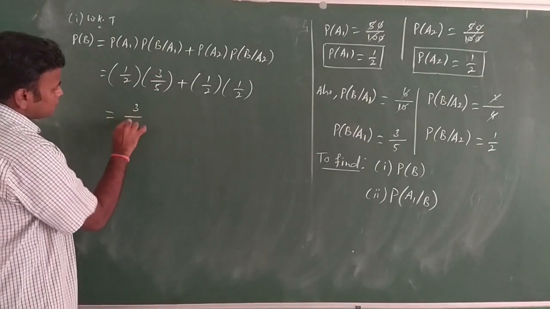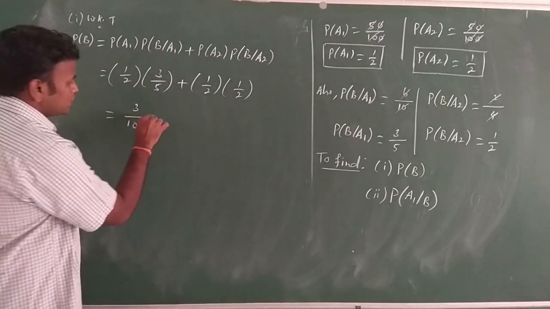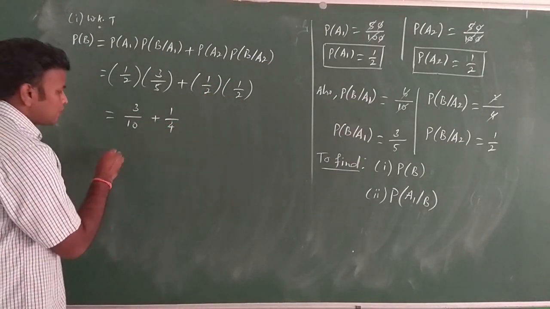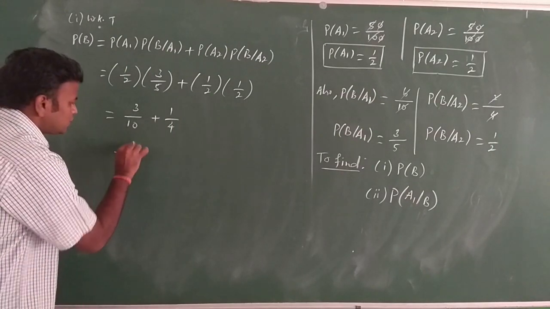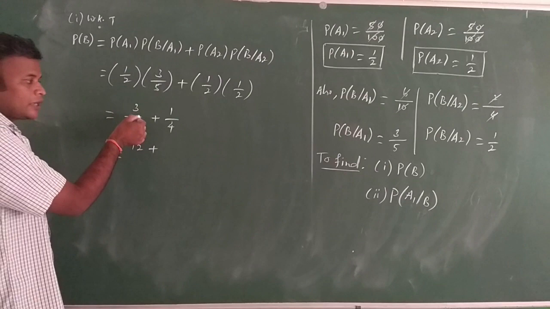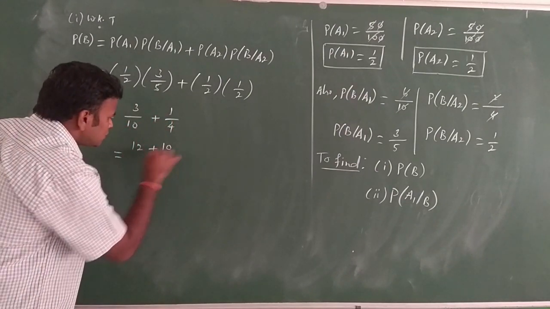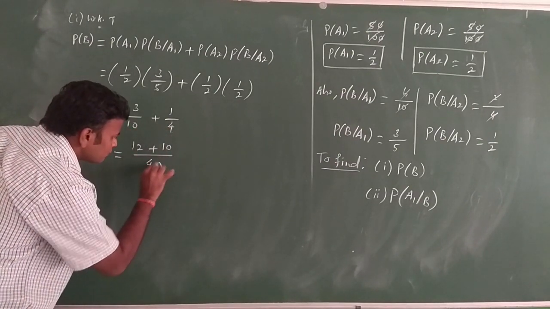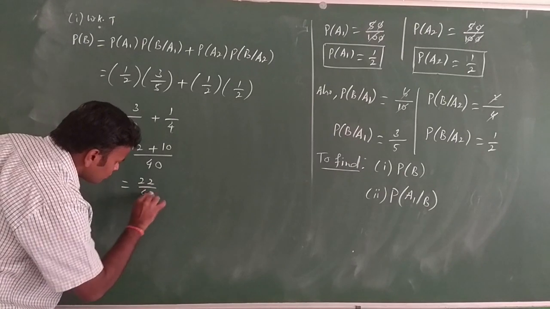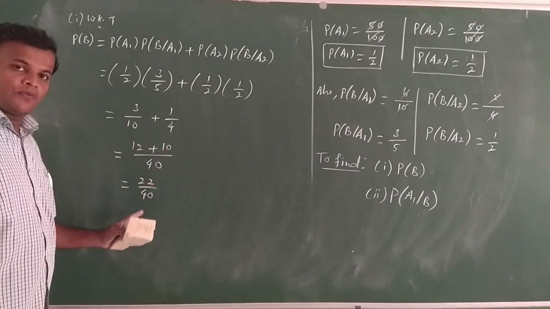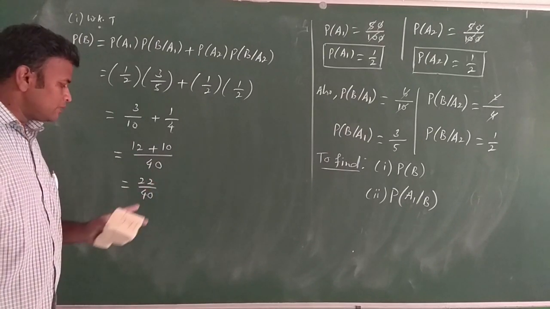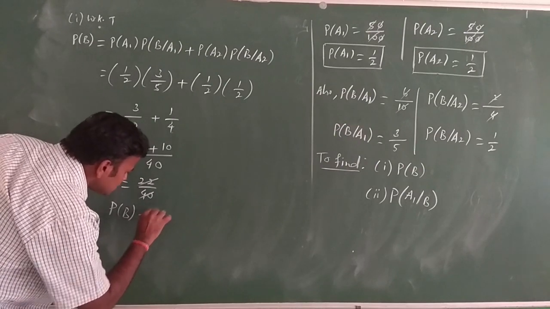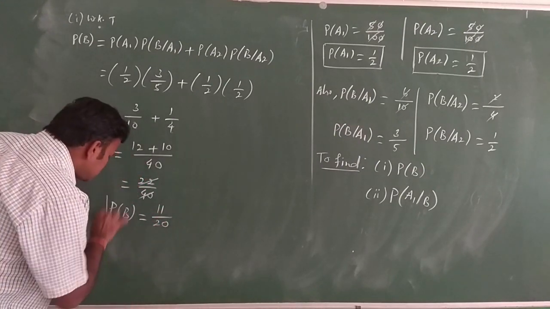1 times 3 is 3 by 2 times 5 is 10, plus 1 times 1 is 1 by 2 times 2 is 4. There are just two numbers. I cross multiply: 10 ones are 10, 10 fours are 40. So 12 plus 10 is 22 by 40. Now cancelling is possible in the second table, so I cancel. So the P of B value is 11 by 20.